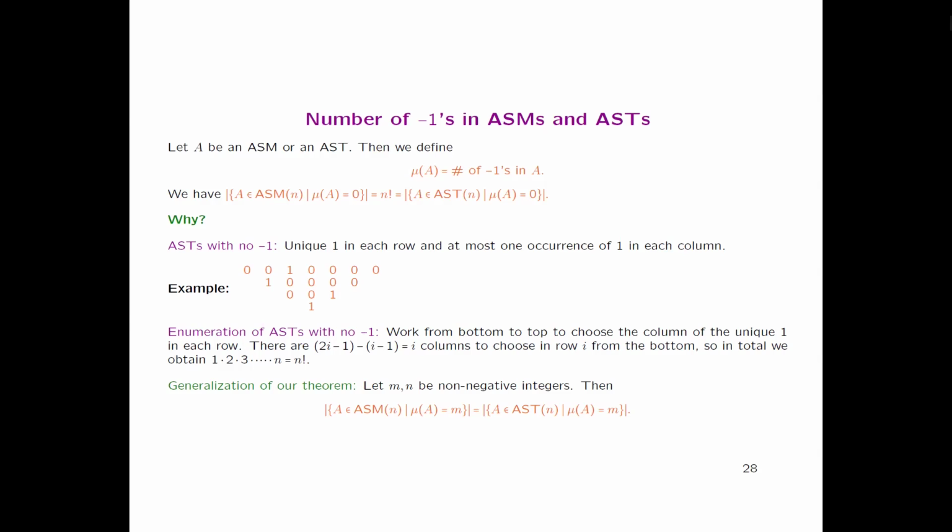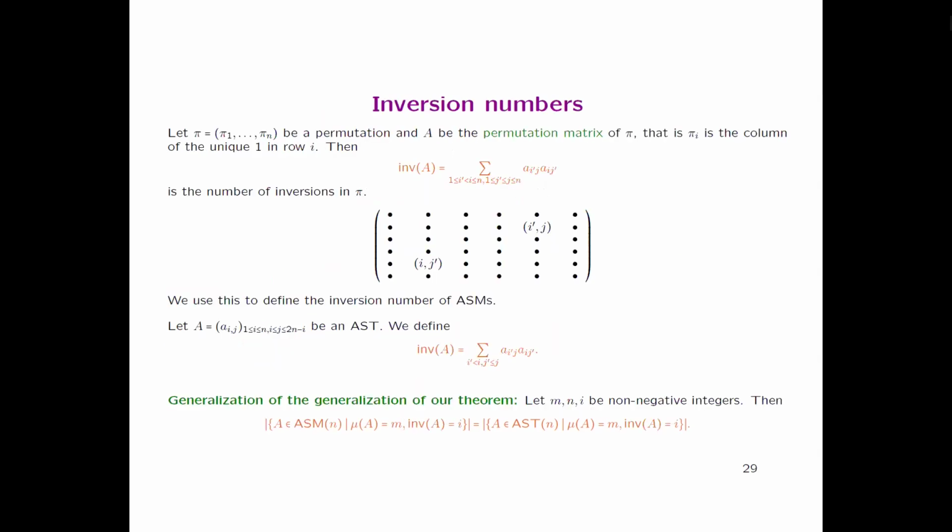So the proof is easy now for the case when there is no -1, but the result is true in general. If you fix the number of -1s, you get the same number for alternating sign matrices as you get for alternating sign triangles. You can actually even add the inversion number. I'm not going through this slide. If you even add the inversion number, you again have the same numbers if you fix the number of -1s and the inversion number.